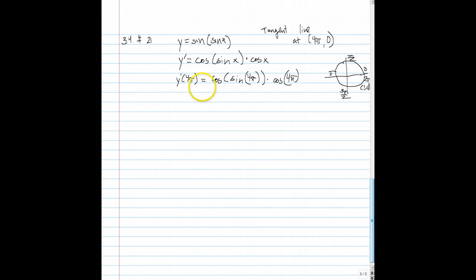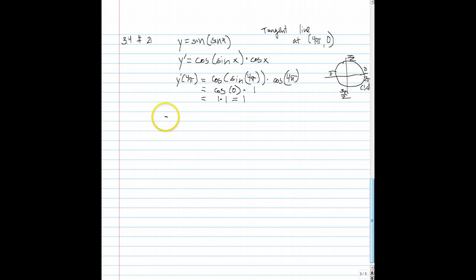So we'll keep that in mind when we get cosine of sine of 4 pi would be 0 times cosine of 4 pi is 1, so this turns to 1. And one more time, the cosine of 0 is also 1, so we're going to have 1 times 1, which gives us 1. So our slope at that point 4 pi, 0 would be 1.